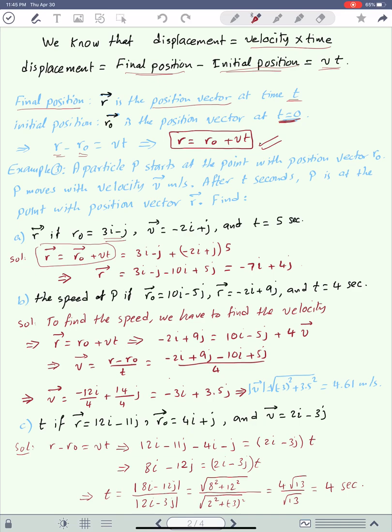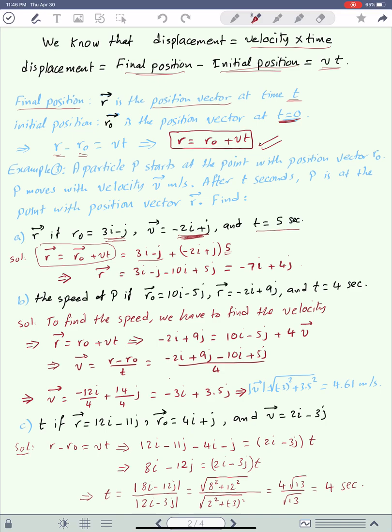V is equal to, in the first part, negative 2i plus j. T is 5 seconds. So this is a straightforward question. You write the formula r is equal to r0 plus vt. Just replace r0 equals 3i minus j plus v, which is negative 2i plus j, times 5.